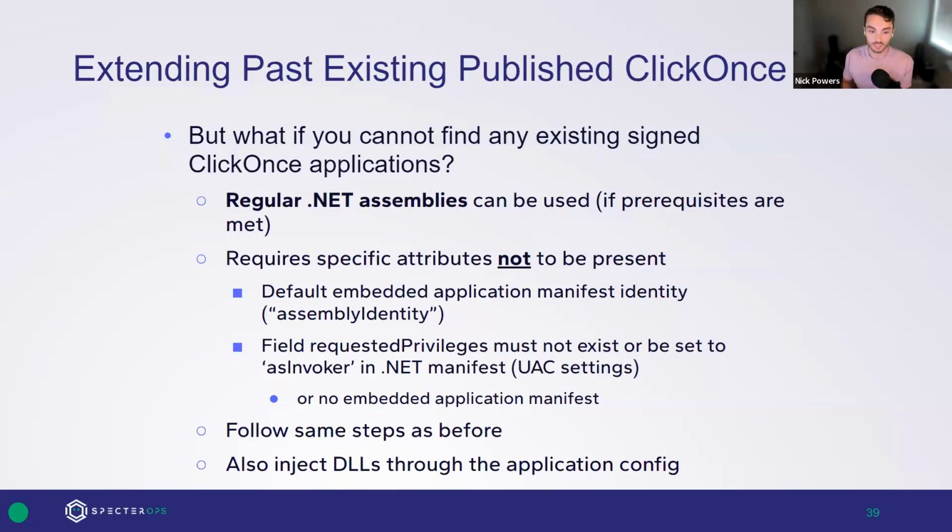Also, if there's just no embedded application manifest, that means that the .NET assembly will be compatible with a ClickOnce deployment. And once we've identified a .NET assembly that meets these prereqs, we basically just follow the same steps that we stepped through a few slides ago of sideloading, modifying the manifest, doing what we have to do to get the ClickOnce deployment to a functional state.